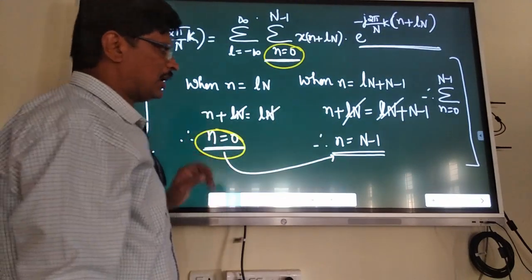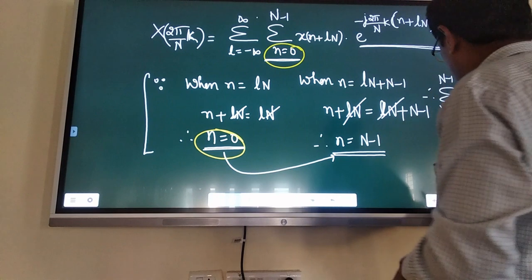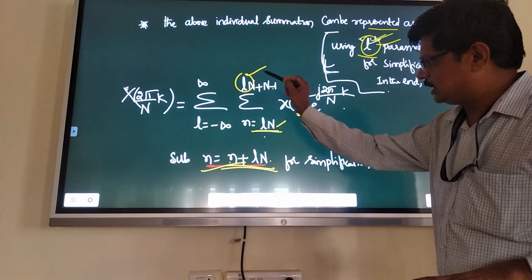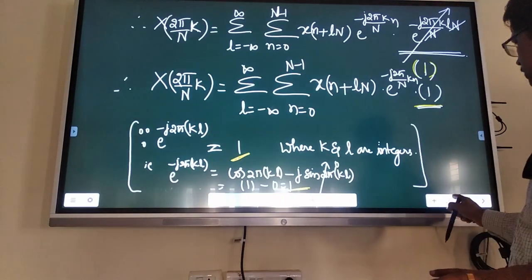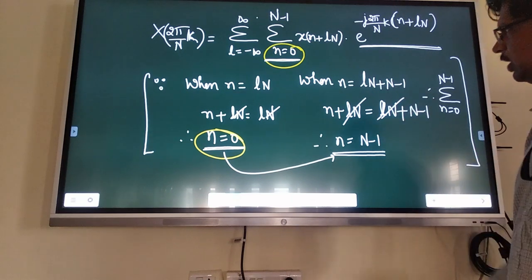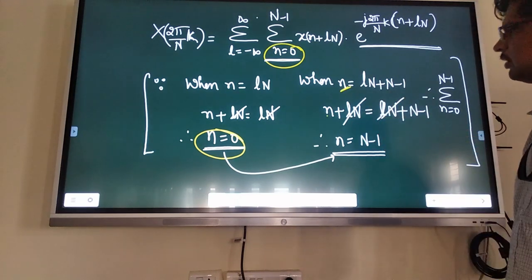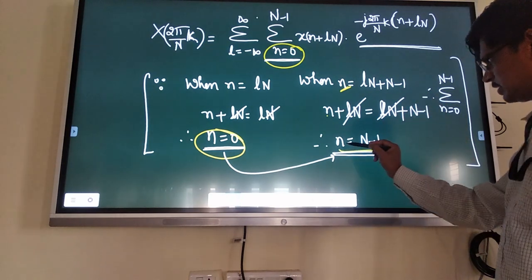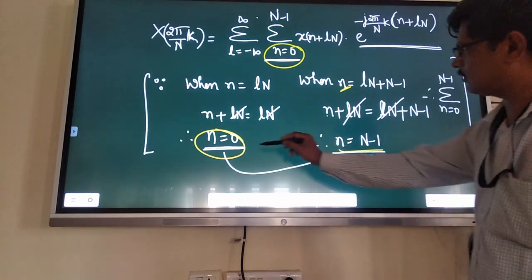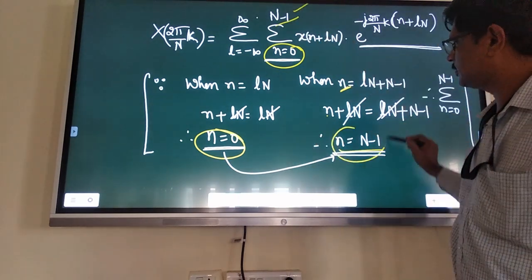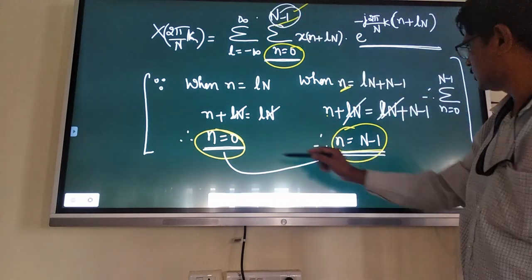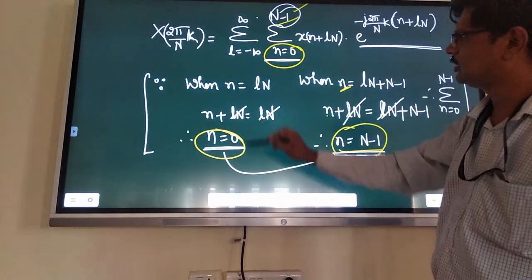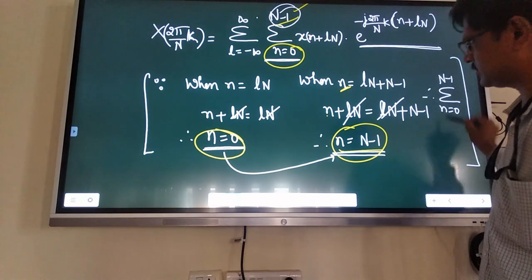Similarly, when n is equal to lN plus N minus 1, the upper limit, then it is changed to n is equal to N minus 1. How? Let us see. When n is equal to lN plus N minus 1, what is n? n plus lN is equal to lN plus N minus 1. lN gets cancelled. Therefore the new upper limit is n equal to N minus 1. So the new limits are n equal to 0 to N minus 1. That I have shown it here. Is this clear?